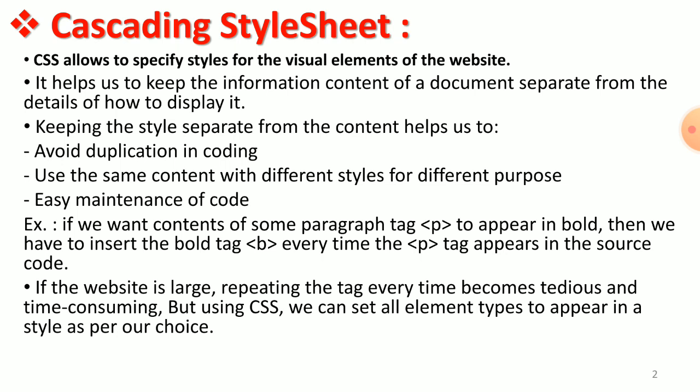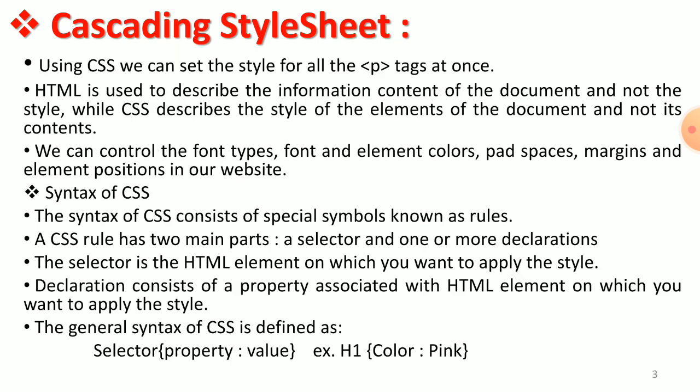Next is the syntax of CSS. The syntax of CSS consists of special statements known as rules. A CSS rule has two main parts. First is a selector and second is one or more declarations. The selector is the HTML element on which you want to apply the style. A declaration consists of a property associated with the HTML element used in the selector and its corresponding value.